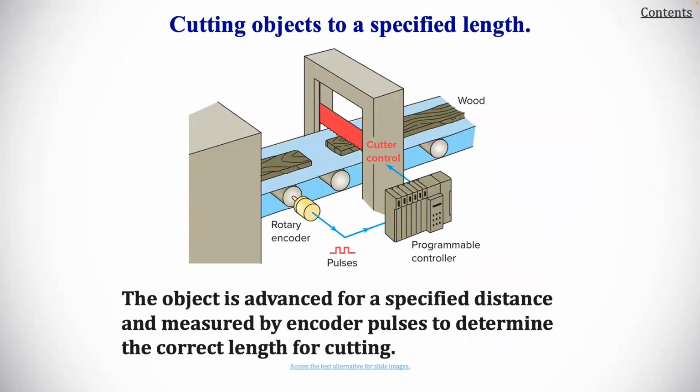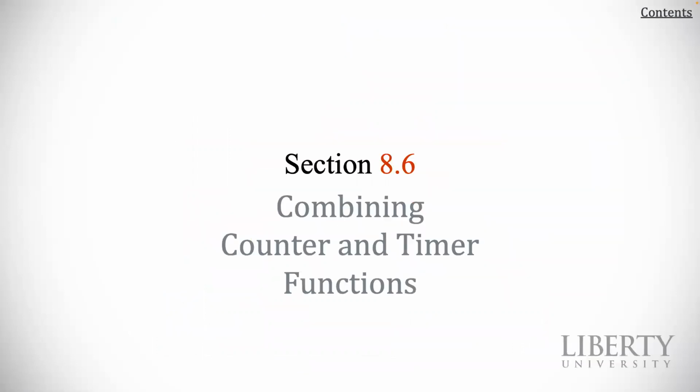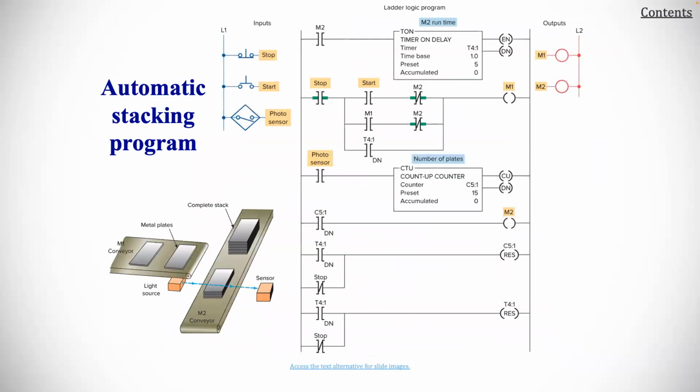For cutting an object to a specified length, the object is to advance a specified distance, measured by encoder pulses, to determine the correct length for cutting. So once again, this is getting into the realm of what we do in the CNC part of our course, but you can see some of the things that would be associated with a programmable controller. Counter program used for length measurements, and this is what we would have here for programming that.